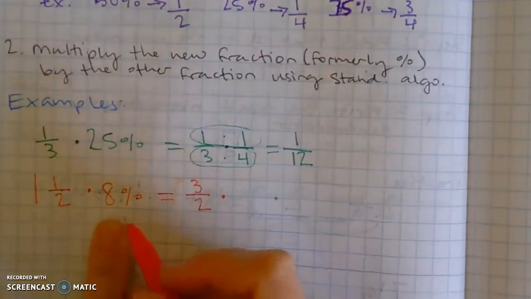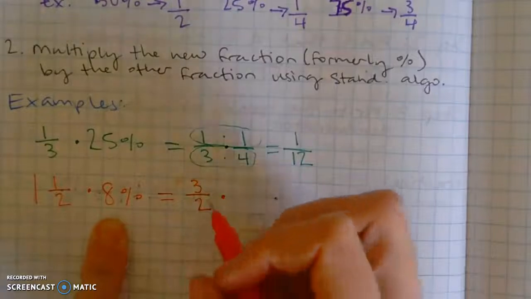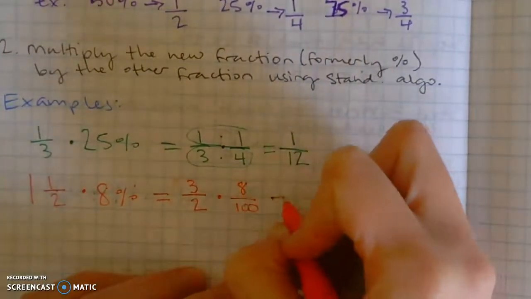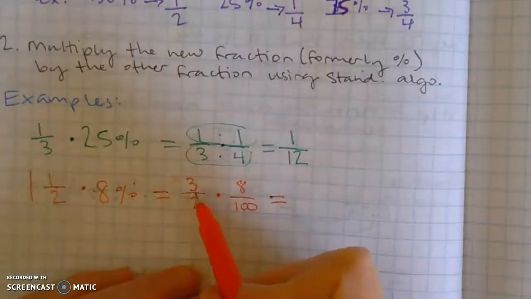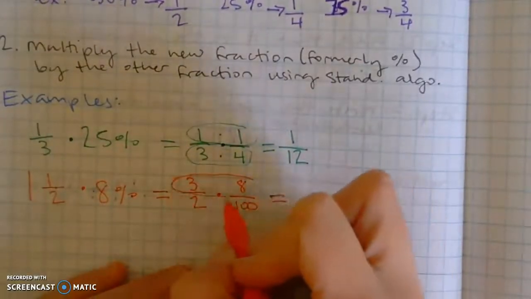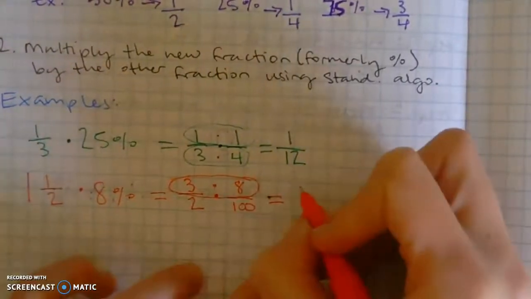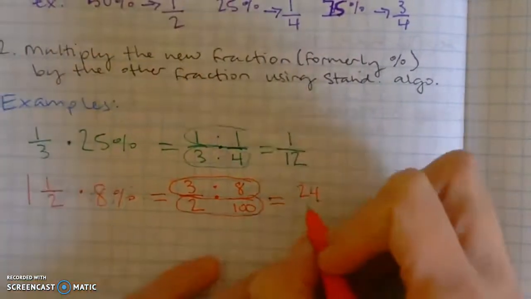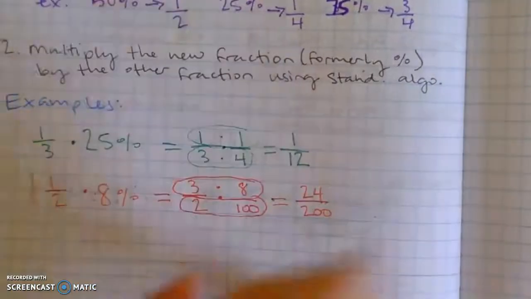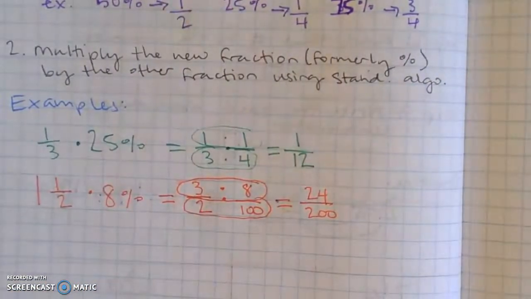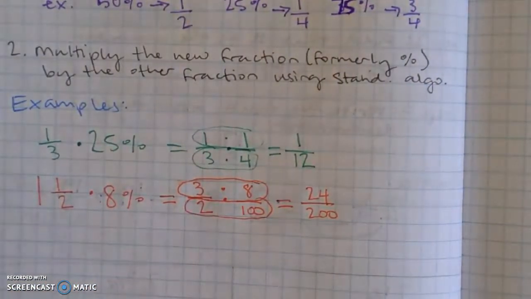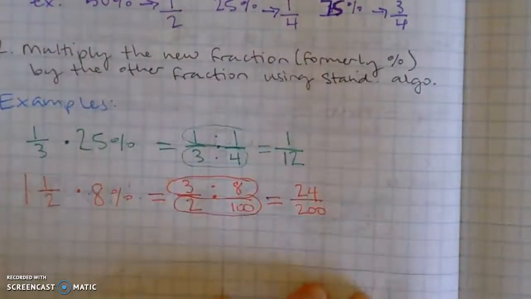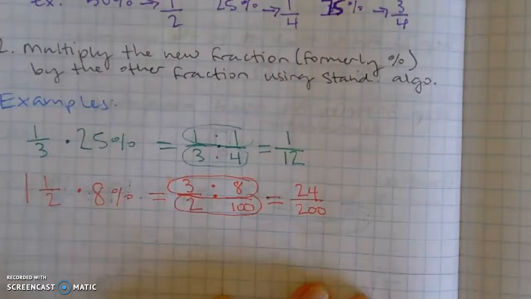And I don't know what 8% is off the top of my head. So I'm just going to put it over 100. Okay. So now I'm going to multiply straight across. So I'm going to multiply 3 times 8, which gets me to 24. And I'm going to multiply 2 times 100, which gets me to 200. Okay. All right. And I just happen to know off the top of my head that I can simplify this. They both end in an even number. So I know immediately I can simplify this.